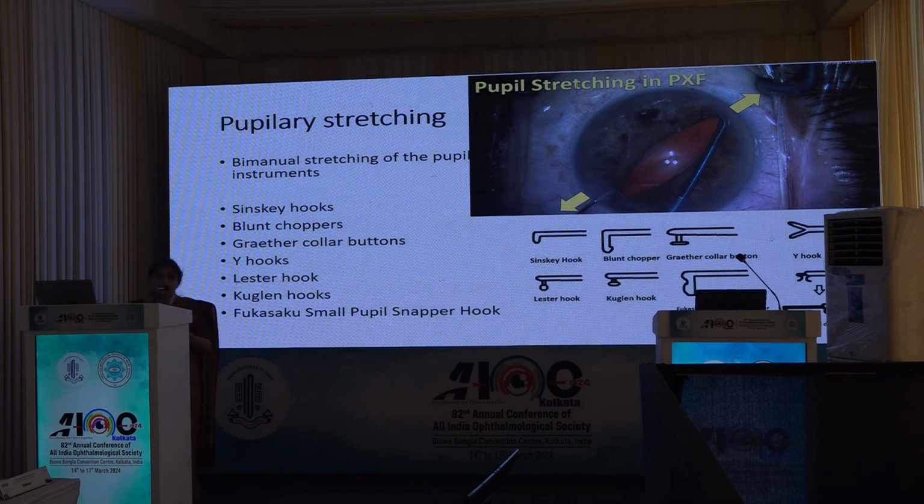Suppose the pharmacological strategy doesn't work, so what can we do? Then comes pupillary stretching. We require a bimanual stretching of the pupil. Any two instruments can work, either a Sinskey hook, a blunt chopper, a Y hook, or a Coughlin hook. We have to stretch the pupil in opposite directions, one from the side port and one from the main port. It can give a considerable dilatation of the pupil. The only problem is that if we damage the iris, we can have a hyphema or an intraoperative bleed.